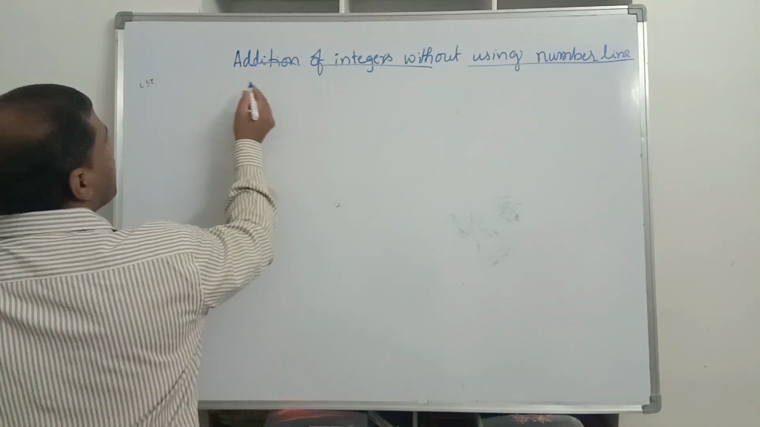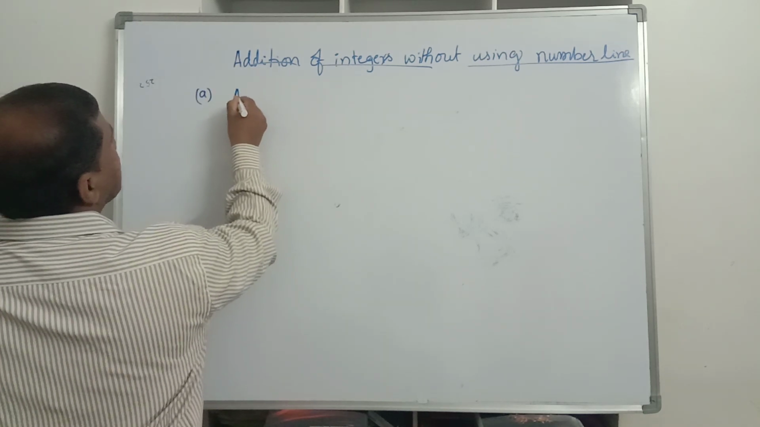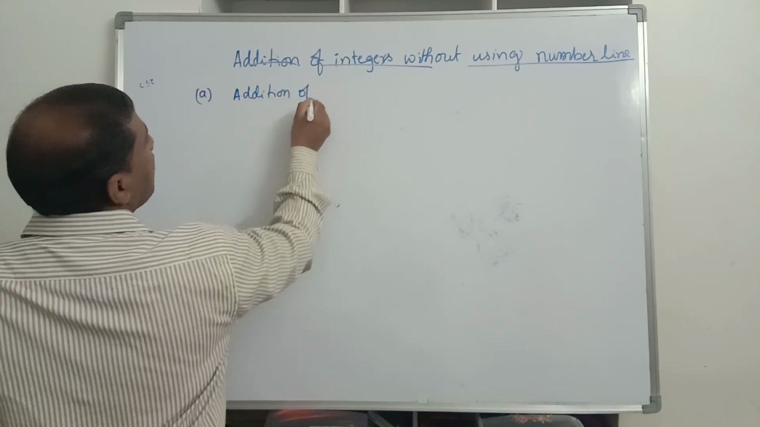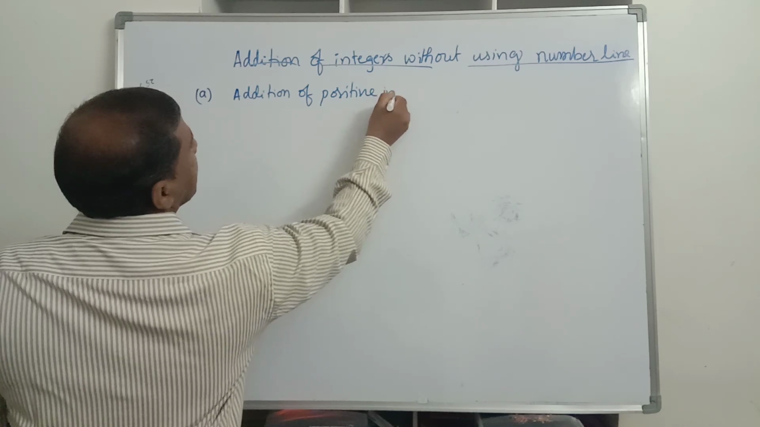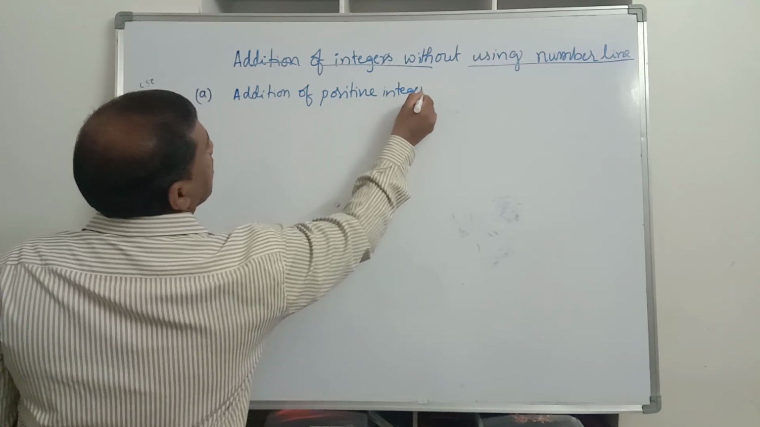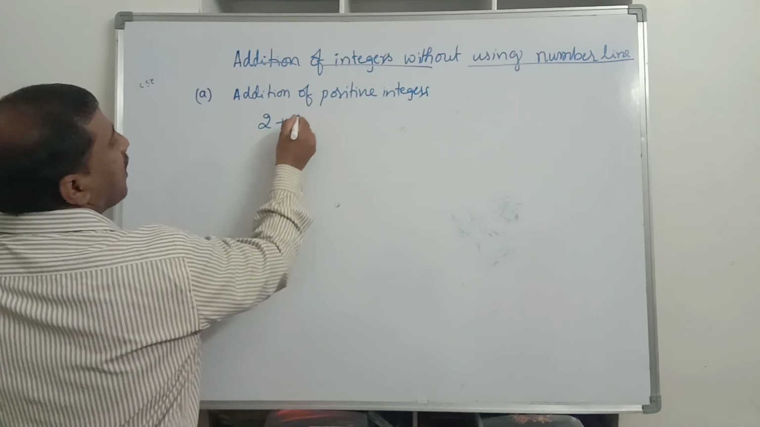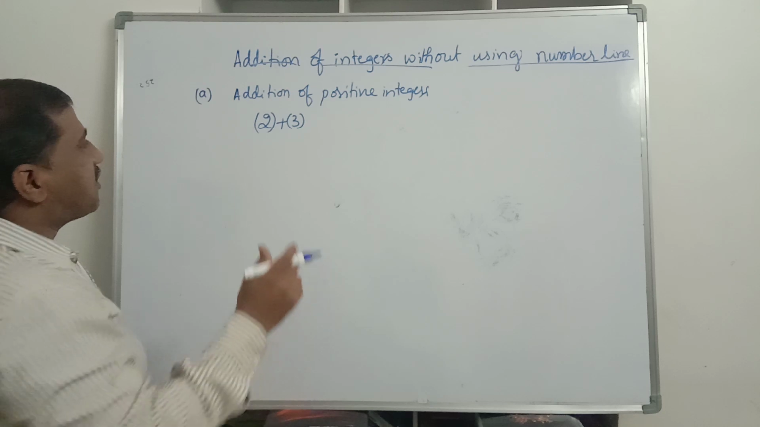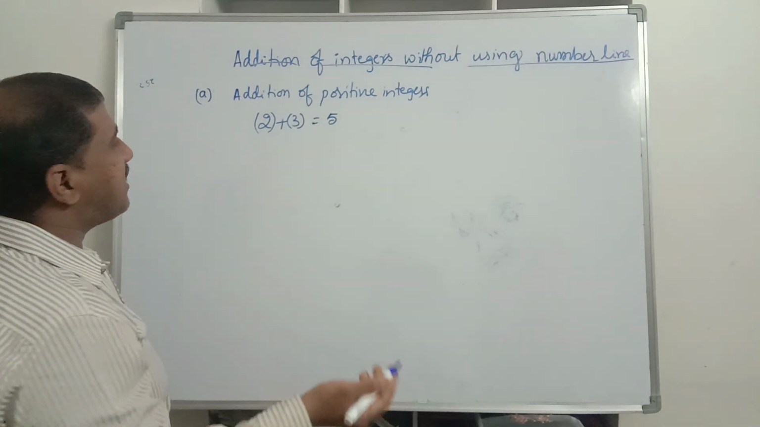See, for example, first we will discuss addition of positive integers. Addition of positive integers is our topic. Addition of positive integers, that is 2 plus 3. Both are positive integers. So 2 plus 3 is equal to what? 5, and we get a positive integer.